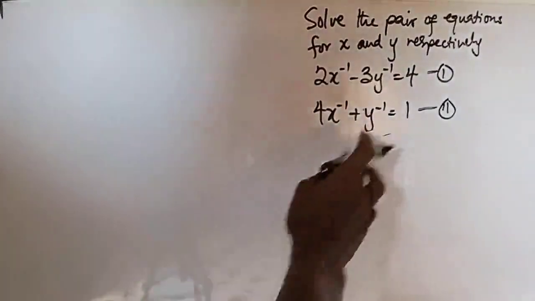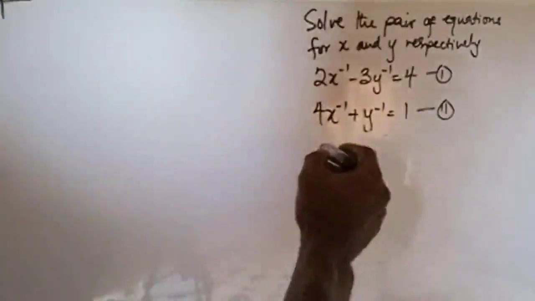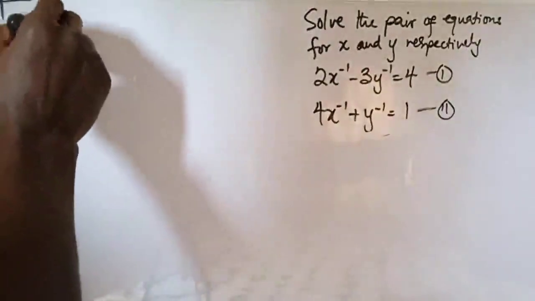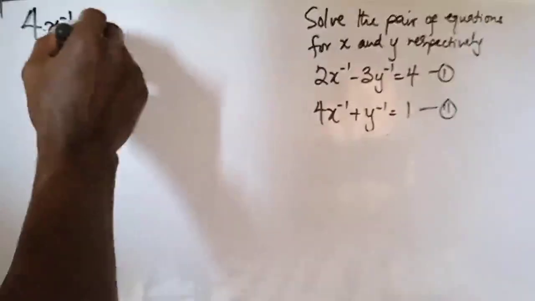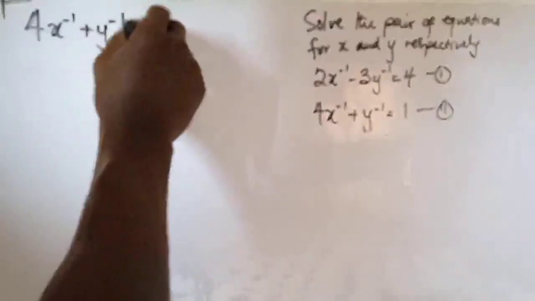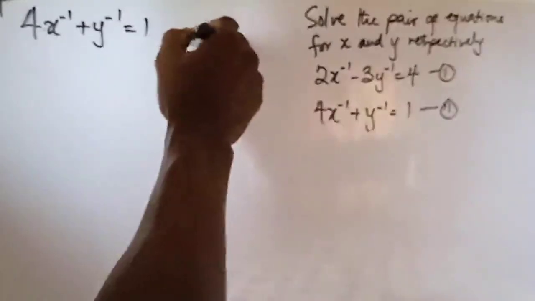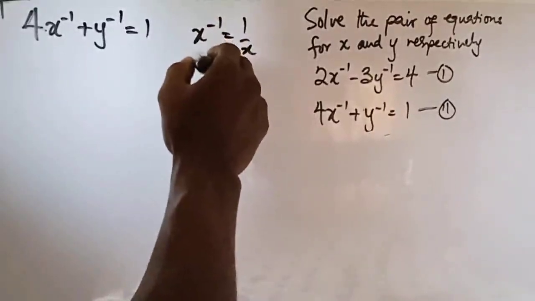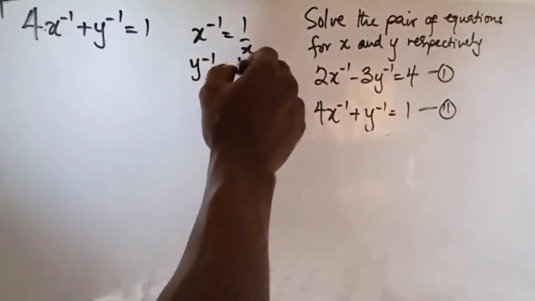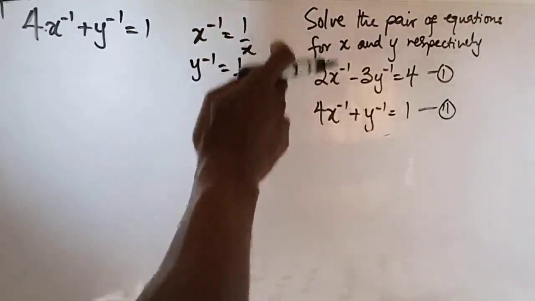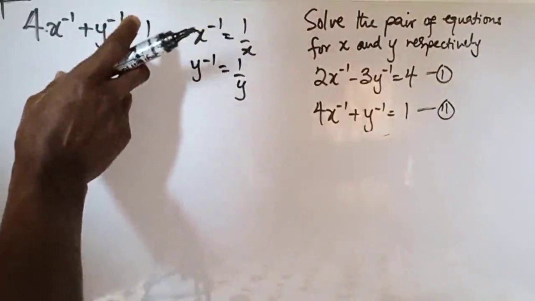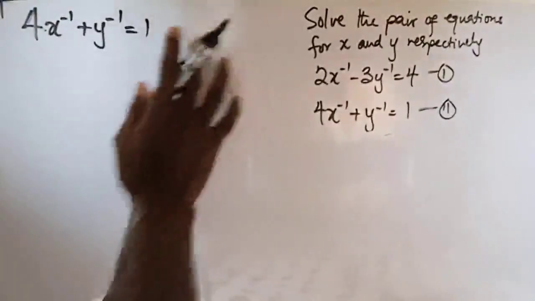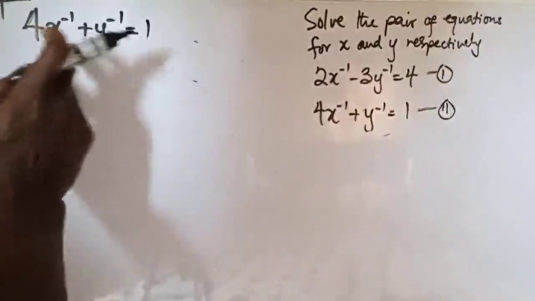Now from equation 2 we can see that we have 4x raised to power minus 1 plus y raised to power minus 1 equals 1. Take note that x raised to power minus 1 is the same thing as 1 over x, and y raised to power minus 1 equals 1 over y. If we should implement this, it will give us a very long process. So let's solve it with this exponent.